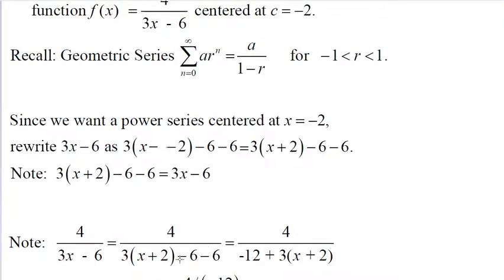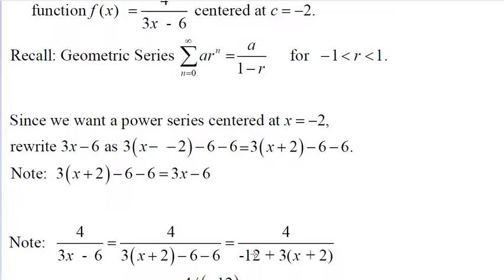And so now what we need to do is transform what we just did here so that it's in the form of a divided by 1 minus r, because we need it to be in this form. Here we have 3 times x plus 2 minus 12, so we can write it as minus 12 plus 3 times x plus 2. And then to get it into the form of a divided by 1 minus r, we need to divide everything by negative 12.